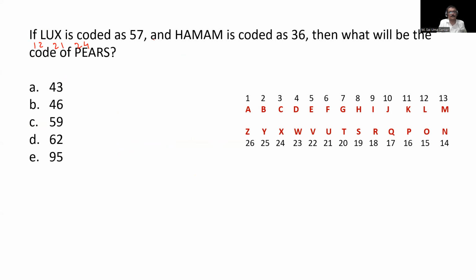And HAMMAM also, suppose if you take this, it is 8, 1, 13, 1, 13. So 10, 26, 36. What we required is PEARS. What is the P? That is equal to 16, and 5, 1, 18, 19. 19 plus 1, 20. 20 plus 18, 38. 38 plus 16, 54 plus 5, 59. Option C is the correct answer.